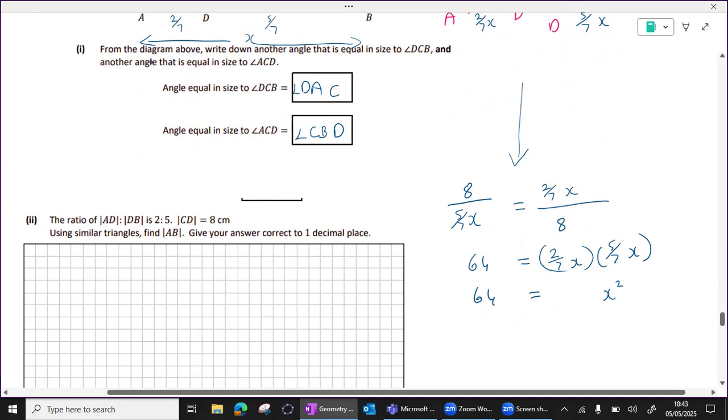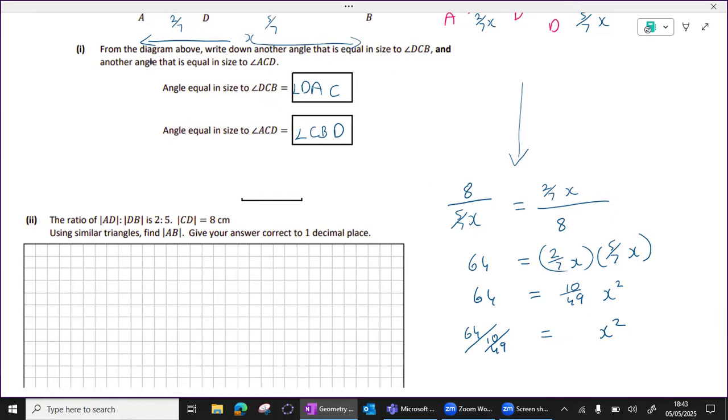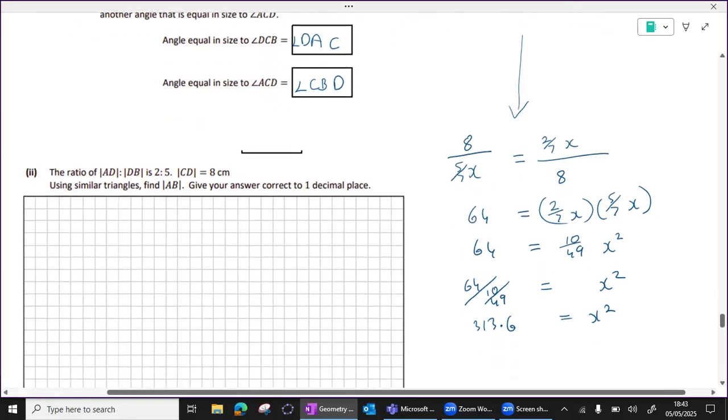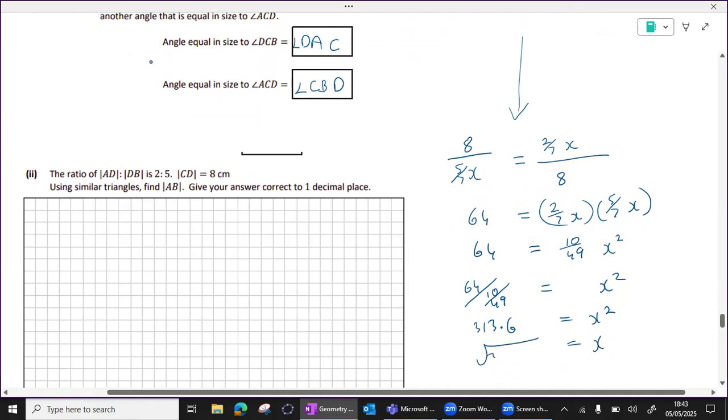And when we do the numbers, that is 10 over 49. So I think we'll move that first. So we're going to do 64 divided by 10 over 49. Looks a bit messy, but again, we're going to use our calculator here, so it doesn't really matter. 64 divided by 10 over 49 gives me 313.6 is equal to x squared. And then we get the square root of that. So getting the square root of 313.6, we get 17.7. It says to 1 decimal place. So the full length from A to B is 17.7.